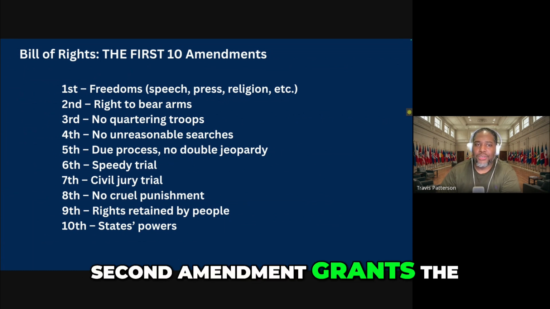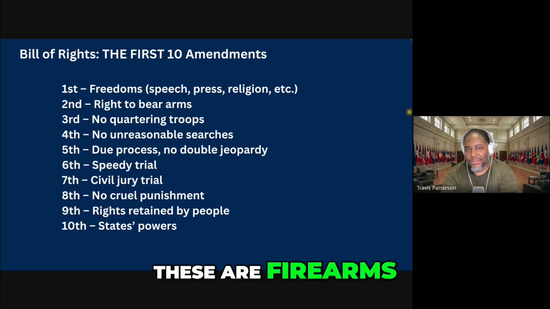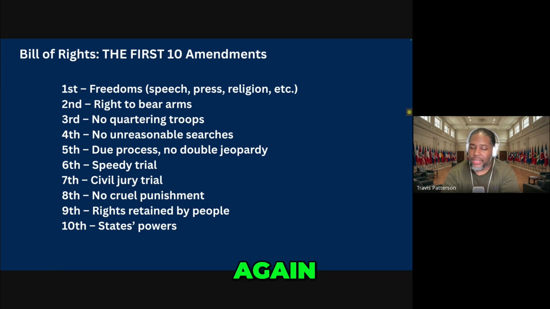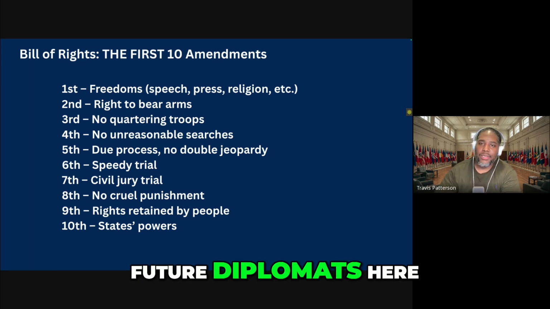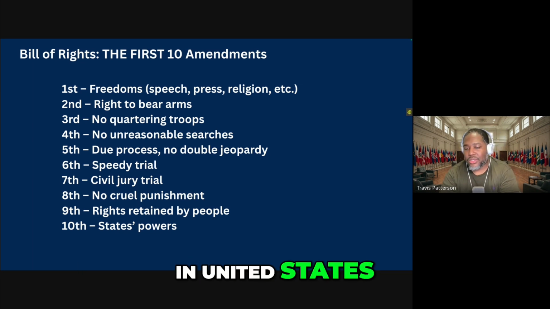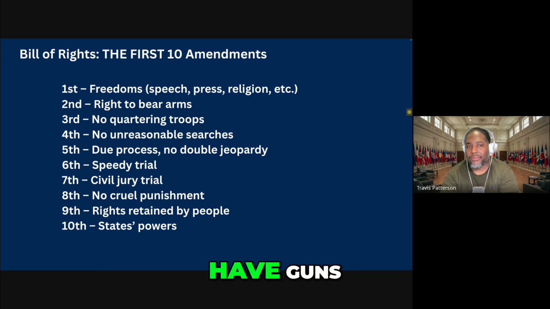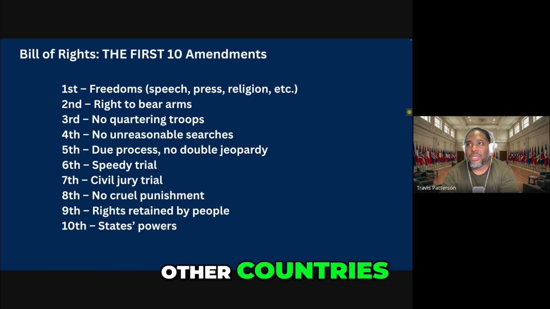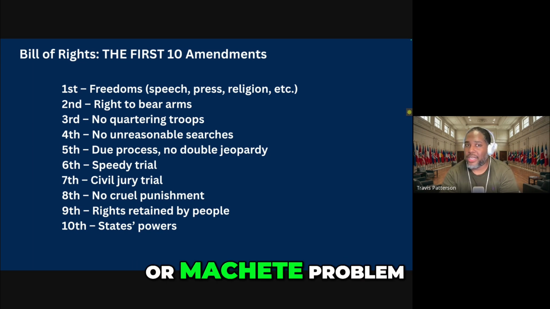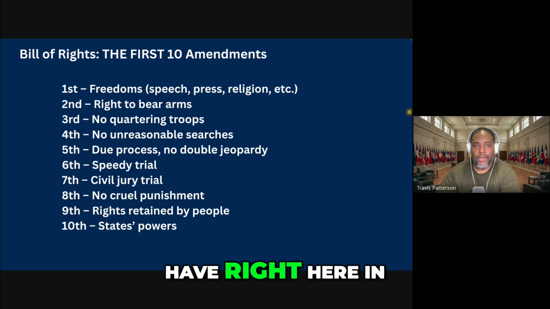So, the Second Amendment grants the right to bear arms, not these arms. These are guns. These are firearms. It's a topic of domestic debate and international interest. Again, this conversation is with future diplomats here. And so it's tied to national identity and individual rights. In the United States, we do carry guns. Our army, our entire military has guns, but our citizens also. I'll just leave it at that. Other countries, no guns are permitted. So no country is perfect, but this is what we have the right to here.